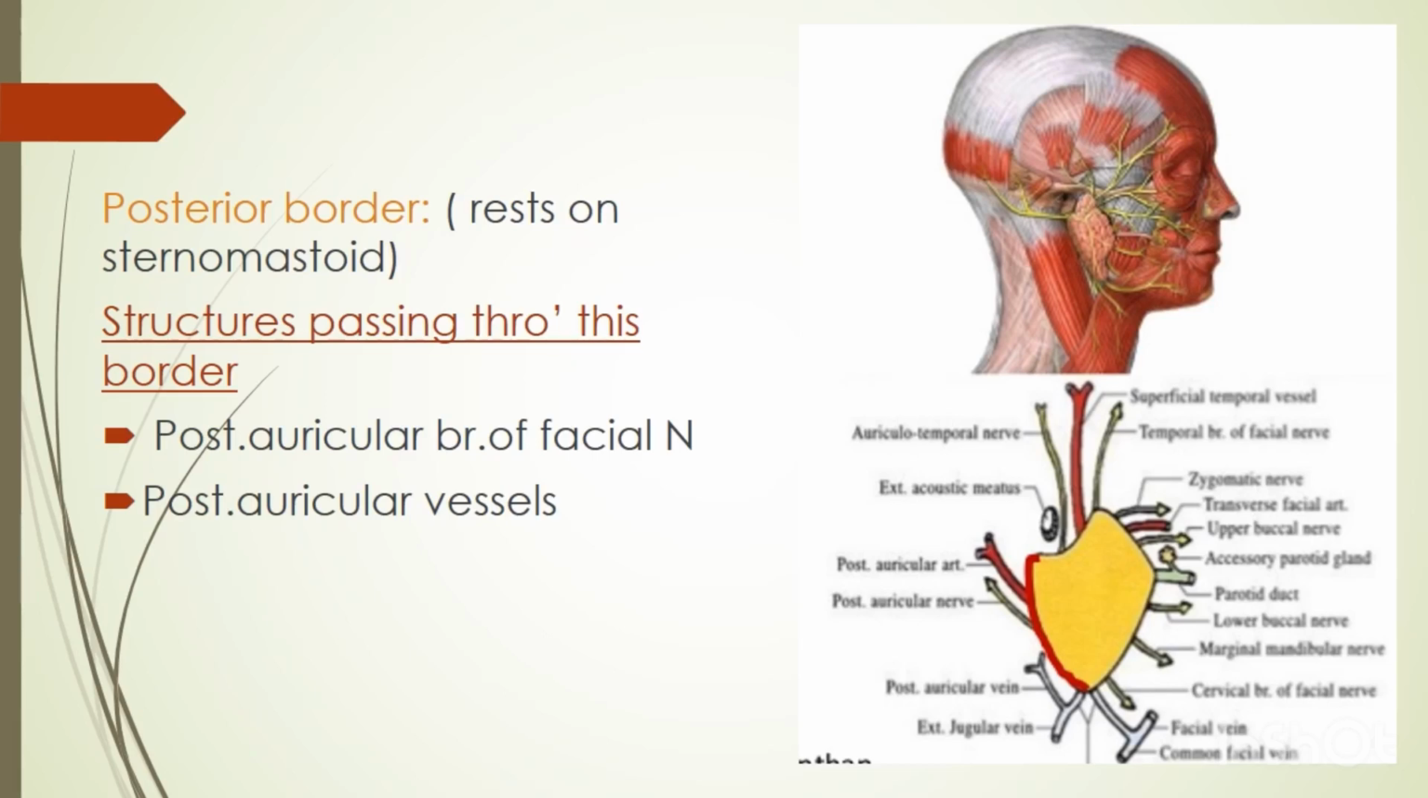Next, the posterior border. The posterior border rests on the sternocleidomastoid muscle. The structures passing through this border are the posterior auricular branch of facial nerve and posterior auricular vessels, that is the artery and vein. So it's easy to remember the posterior auricular branch of facial nerve and posterior auricular vessels.